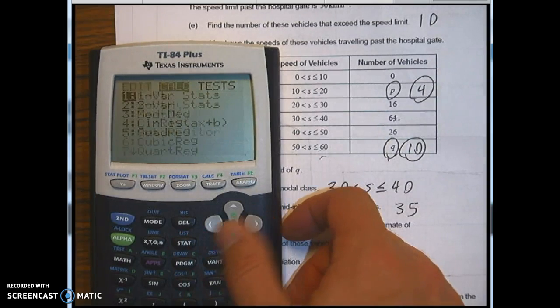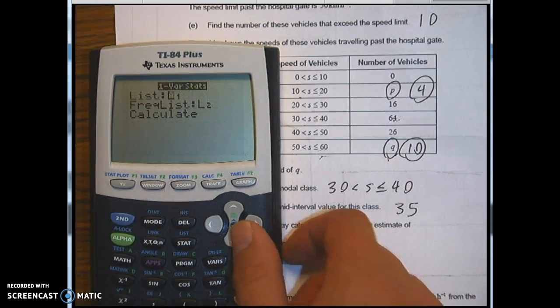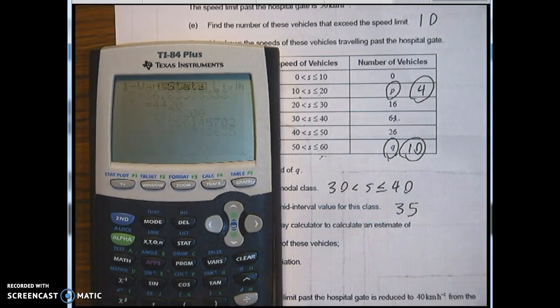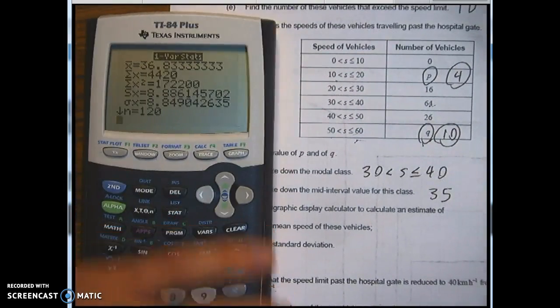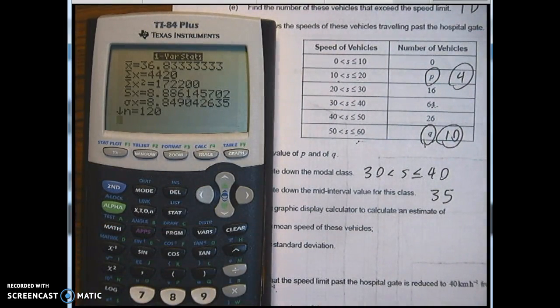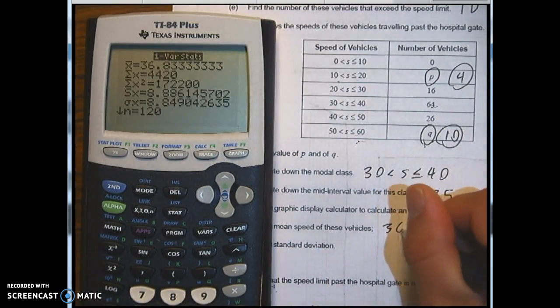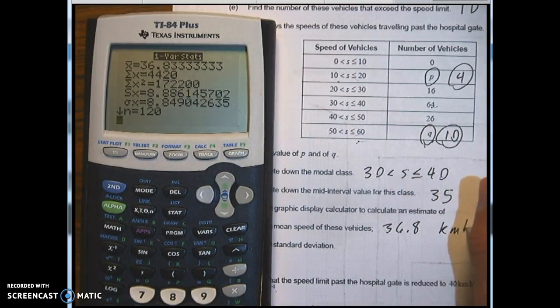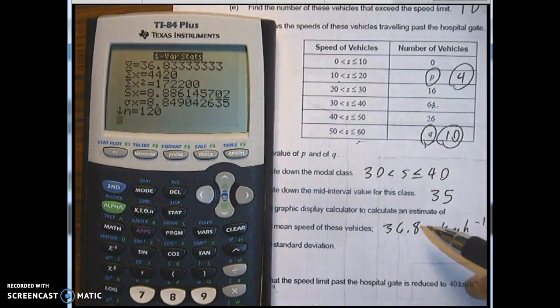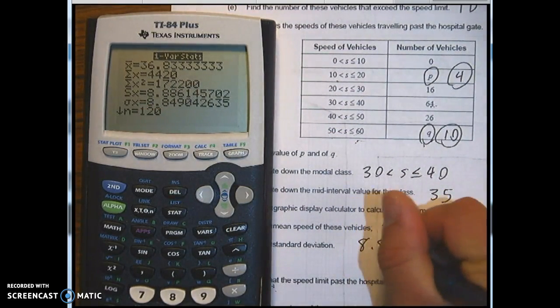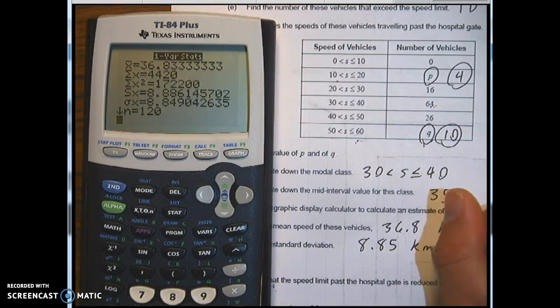From here it's stat calc 1. My list is L1, my frequency list is L2. Go ahead and calculate that to get the mean, and I'm going to round it to 3 significant figures. The mean is 36.8 kilometers per hour. And the standard deviation is simply this symbol right here, sigma of x. That's going to be 8.85 kilometers per hour.